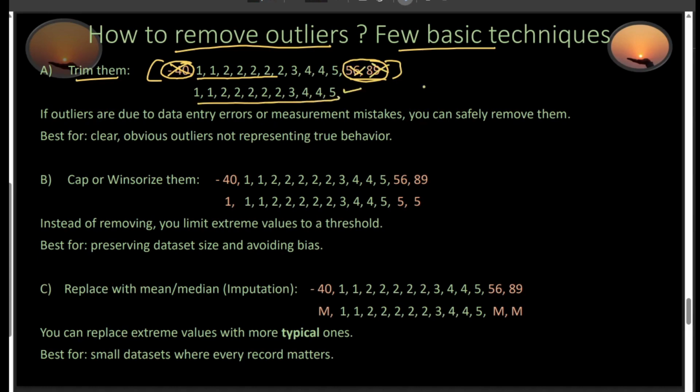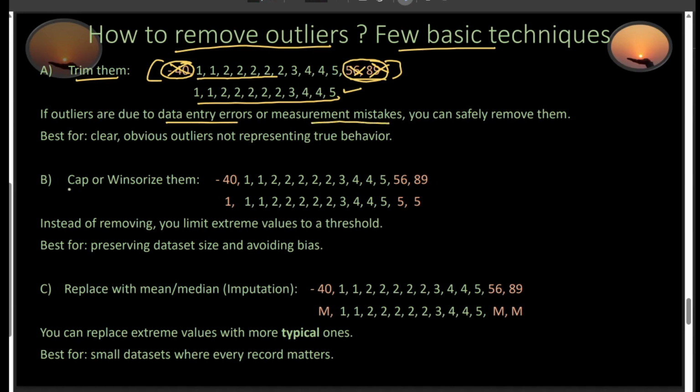Now, in this solution, the size of your data set goes down somewhat. This is a good solution if you know that your outliers were from data entry errors or measurement mistakes. If you know that's the reason, basically, you can remove them.